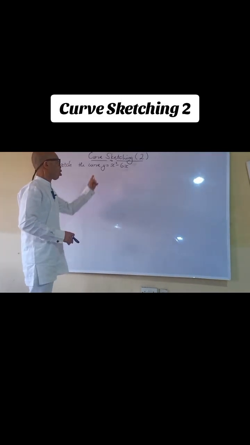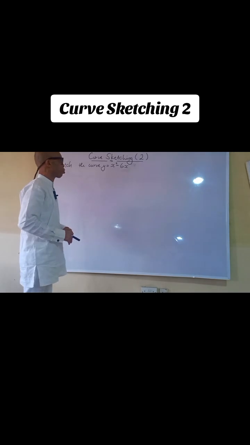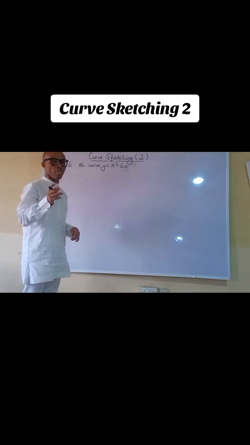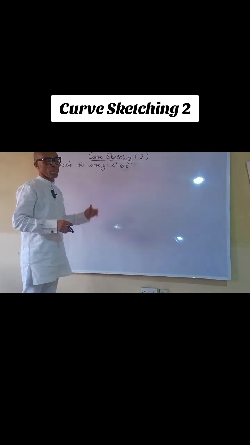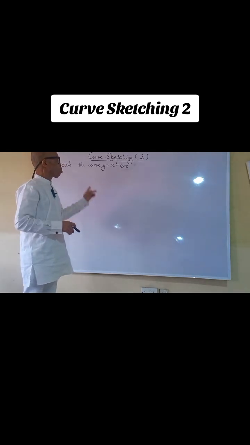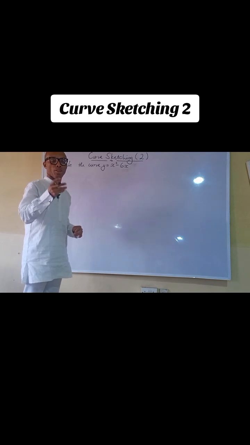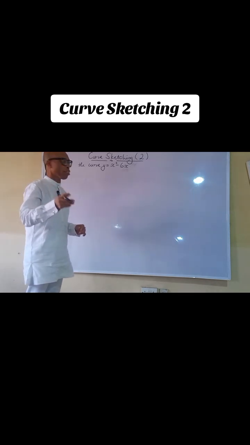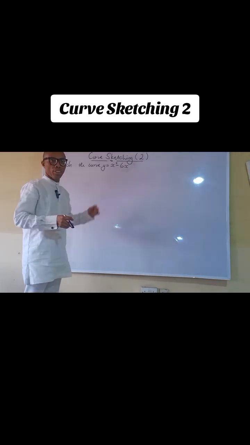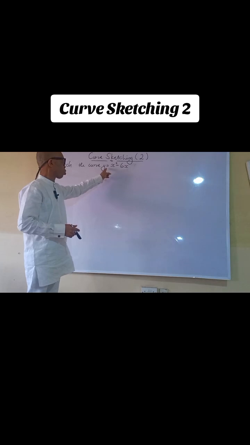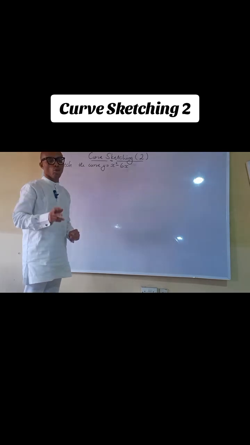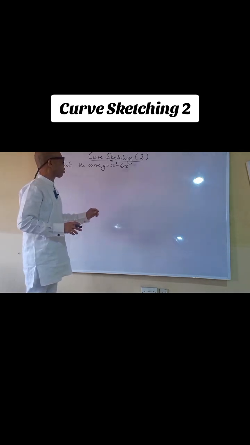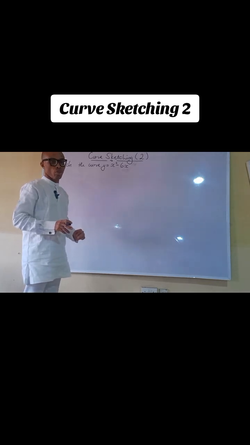This is curve sketching part 2. In one of our series we treated before, we looked at curve sketching part 1, whereby we used the knowledge of derivative to sketch the curve given to us, y equals x squared minus 6x. Now, one thing we must note is that there are two methods we can use in curve sketching.